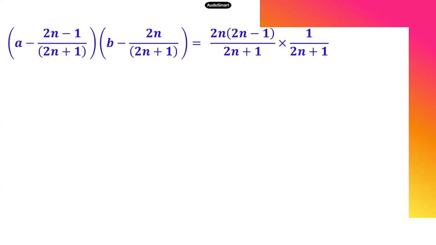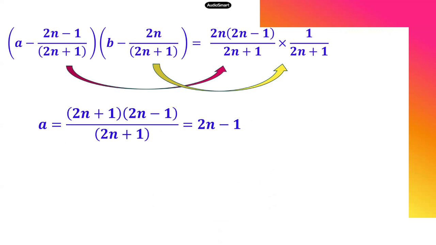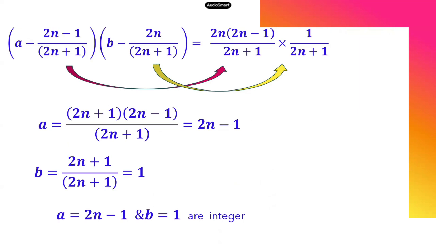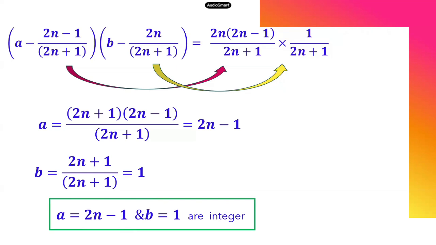Now the last one is like this, and here you will get this and this. Now if you compare it, a is equal to (n plus 1)(2n minus 1) over (2n plus 1). So this will give you 2n minus, and b is equal 1. So therefore we get the roots a equal to n minus 1 and b equal 1. These are integer. So therefore, this is our solution.